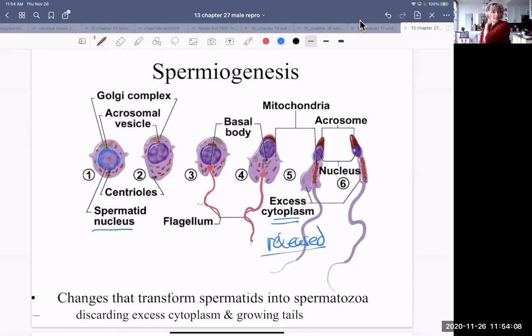In order that this spermatozoa is light and maneuverable and can make its way through the entire system of ducts of the male, the vagina of the female, and then into the uterus and the uterine tube. So that's the transformation. This is the acrosome up here that forms containing acrosomal enzymes.